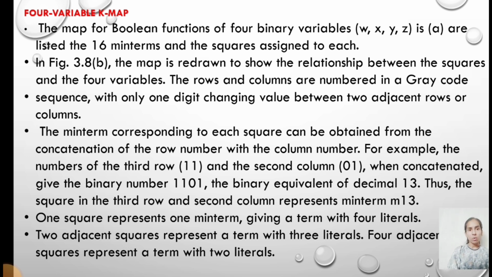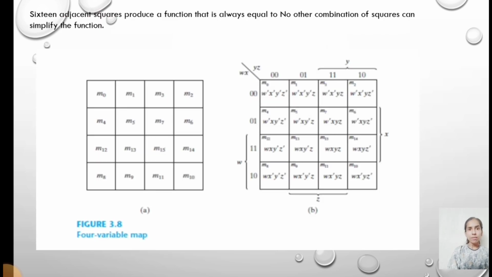Two adjacent squares represent a term with 3 literals. Four adjacent squares represent a term with 2 literals. 16 adjacent squares produce a function that is always equal to 1, and no other combination of squares can simplify the function. We can see Figure 3.8, the 4-variable map. It consists of 4 variables.